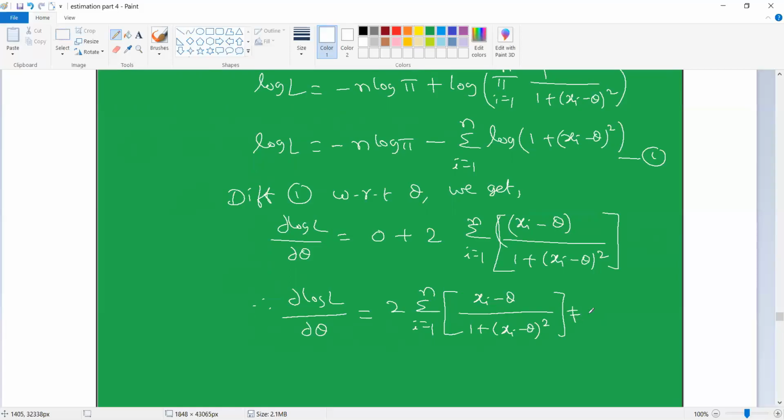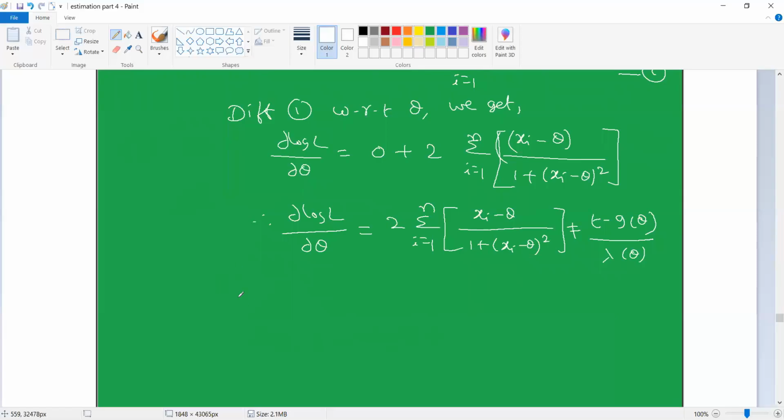This cannot be expressed as t minus g of theta by lambda of theta. Never. This cannot be expressed as t minus g of theta by lambda of theta. Therefore, MVB does not exist for parameter theta. For the Cauchy population, MVB does not exist.